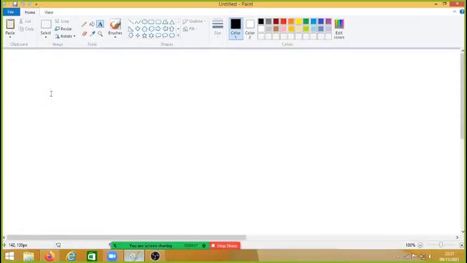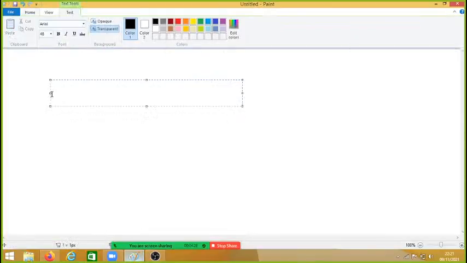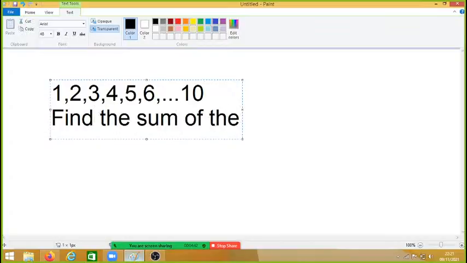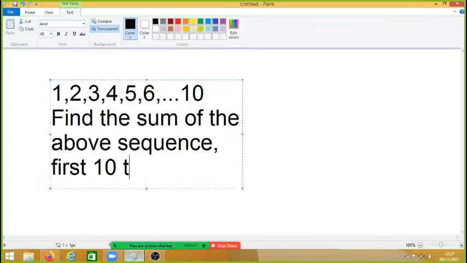Sigma notation is a quick way that we can write something that would otherwise take quite a few words. So if I said to you, I've got a number sequence 1, 2, 3, 4, 5, 6, and I want you to find the sum of this sequence, just put dot, dot, dot. Let's say it goes up to 10. Find the sum of the above sequence and the first 10 terms.